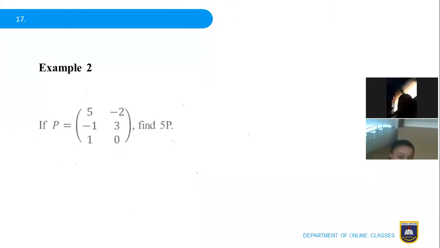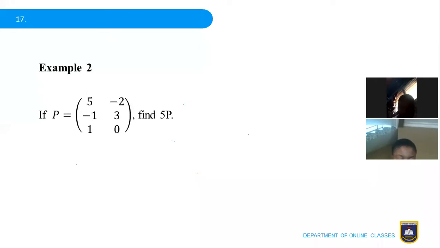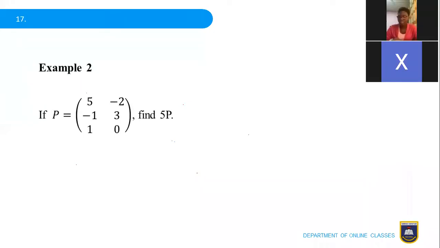Example 2. If P equal to 5, negative 2, negative 1, 3, 1, 0, find 5P, which means 5 is multiplying the matrix P, where your 5 is the scalar. Try that quickly. Boglovo Adam, you give me the answer to this.